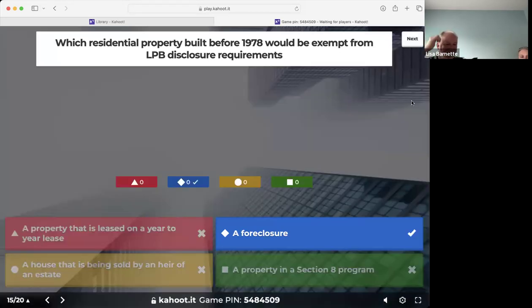Any comments on that one, Lisa? Explain, please. Okay. Well, first of all, one of the things about foreclosures is they're going to be exempt from almost all disclosure requirements. The reason is by the time it's a foreclosure, the bank owns it, they're selling it, and they just simply say, we don't know anything about it. We just took it over because someone didn't pay our money. So the foreclosure is the right answer.